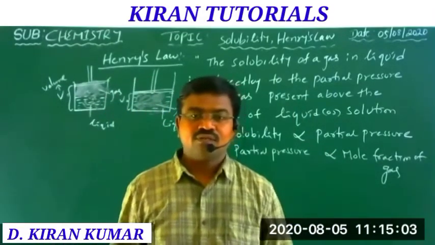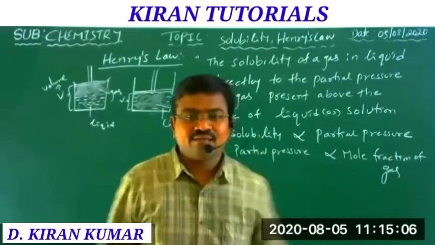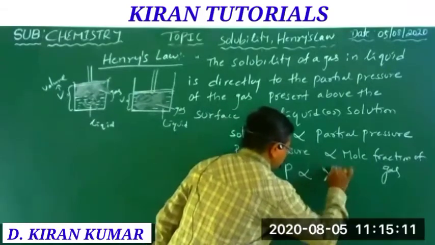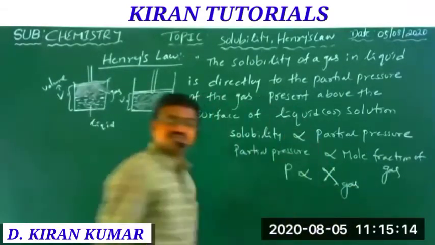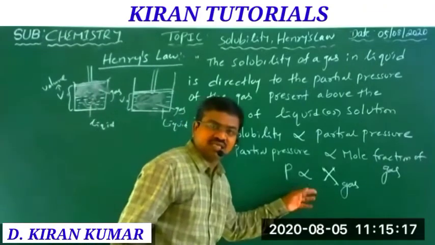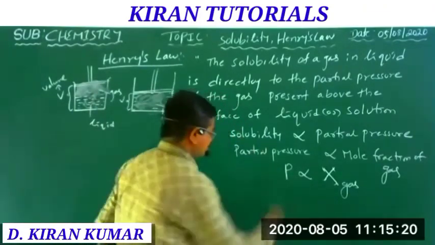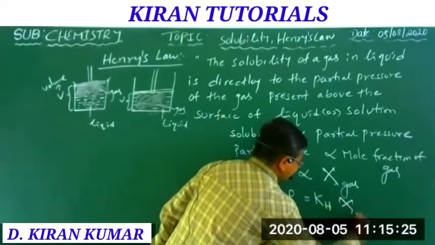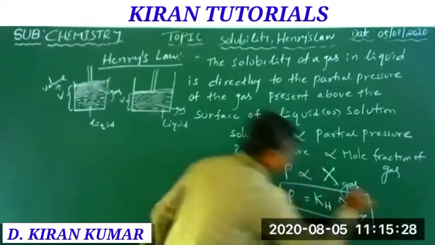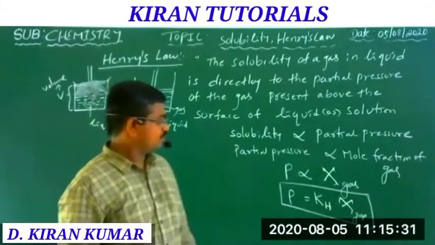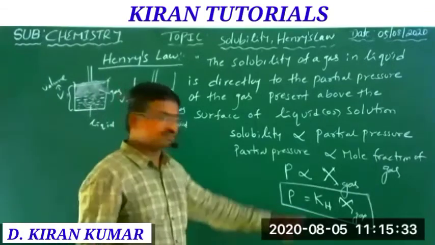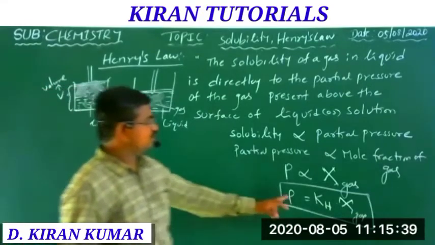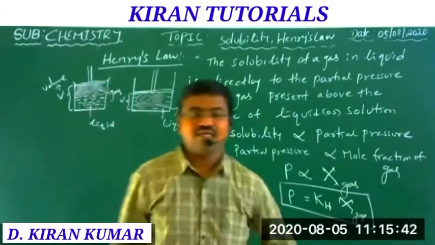Clear? So if we write in symbolic way, partial pressure is directly proportional to mole fraction of gas. If you remove this proportionality, you have to write one constant. So p is equal to KH times mole fraction of gas. So it is called Henry's equation. Henry's equation. Clear? So that is Henry's law.